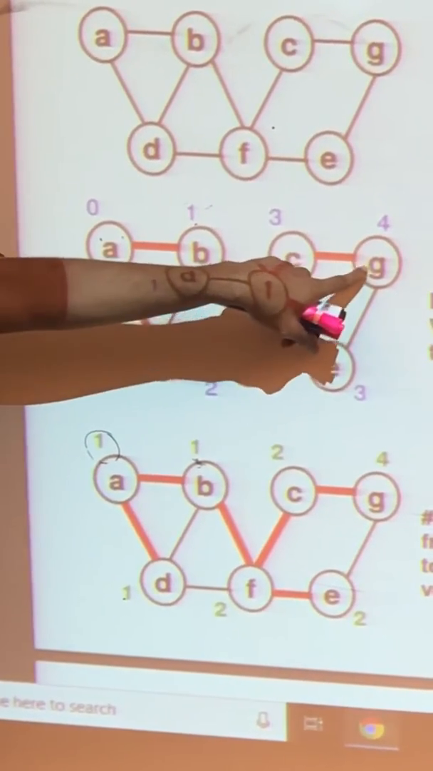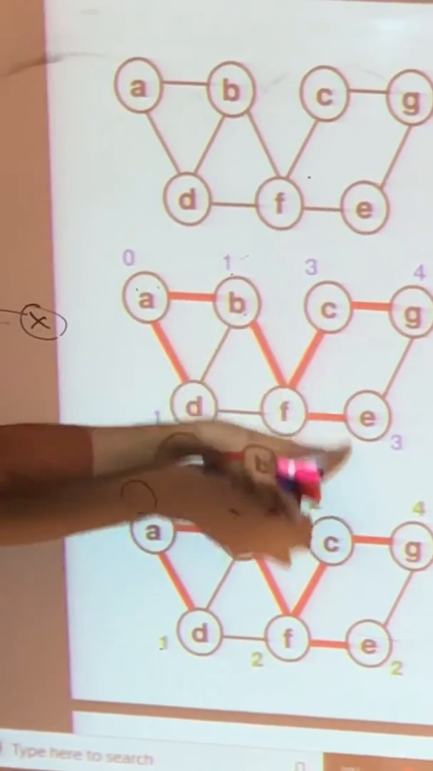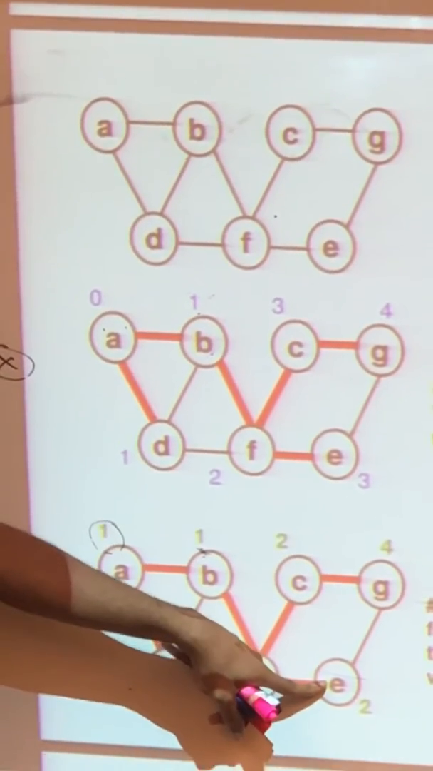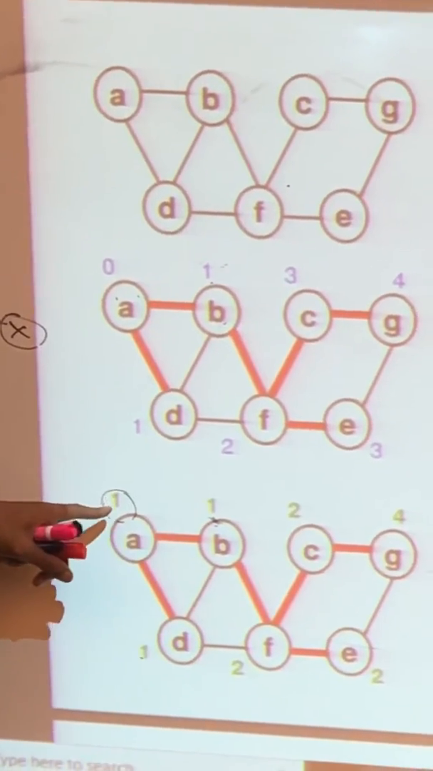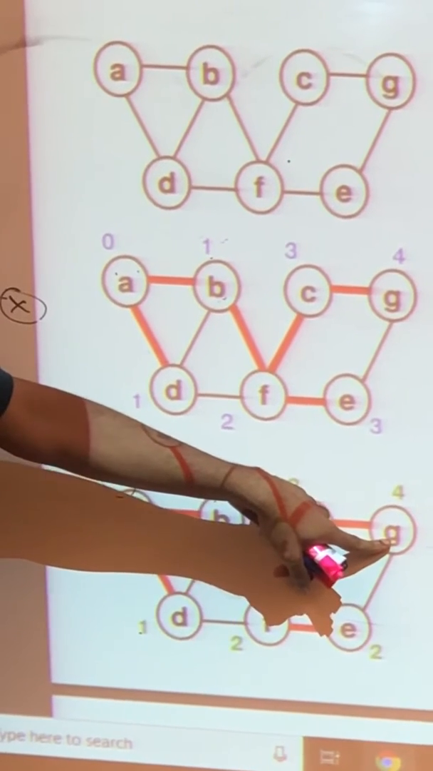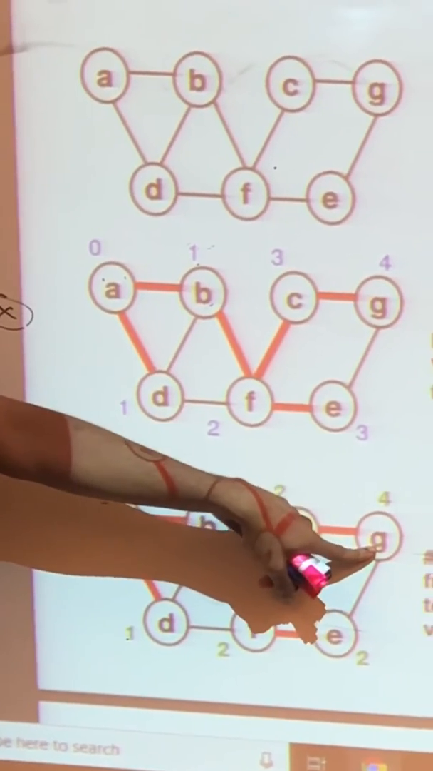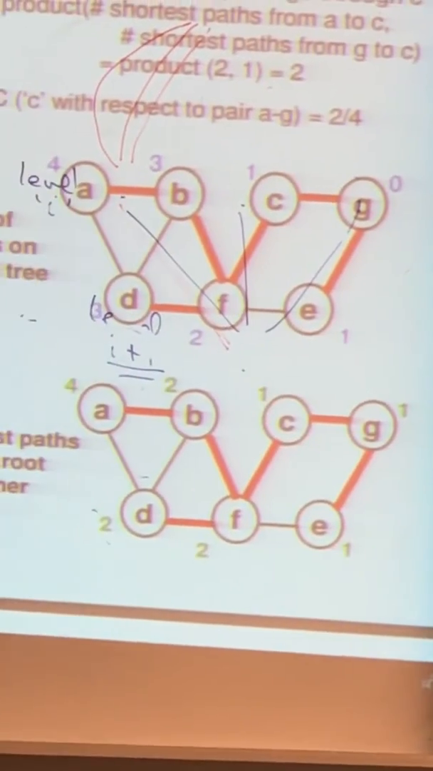What about G? G is at level 4. How many vertices does it have at the earlier level? Two of them, C and E. There are two shortest paths to C, there are two shortest paths to E. The sum is going to be 4. So there are 4 shortest paths from the root to G. Is that clear? That is how you get the number of shortest paths from the root to a vertex at that particular level. Just sum the number of shortest paths from the root to the vertices at the previous level. So you do the same analysis on this.